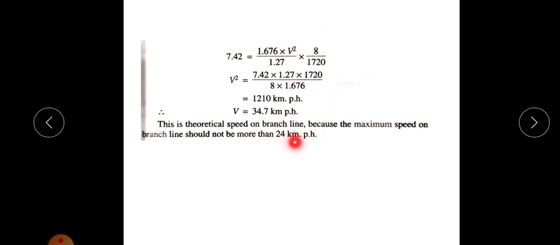So this is the theoretical speed on the branch line, because the maximum speed on the branch line should not be more than 24 kilometer per hour as per the railway rule. So this is the theoretical speed, 34 kilometer per hour, that we have calculated. Okay.